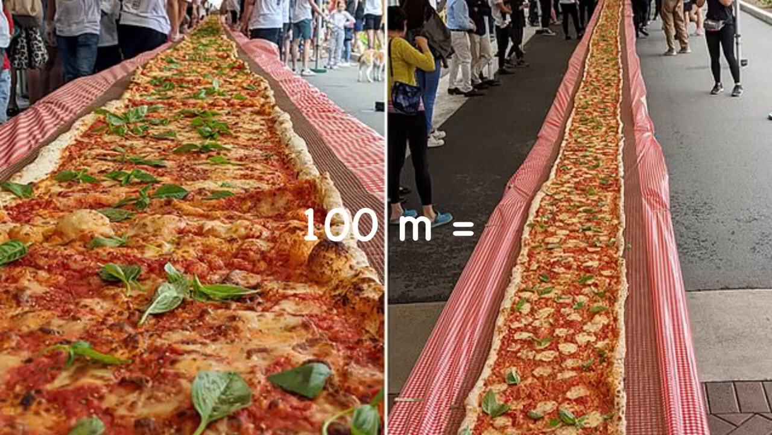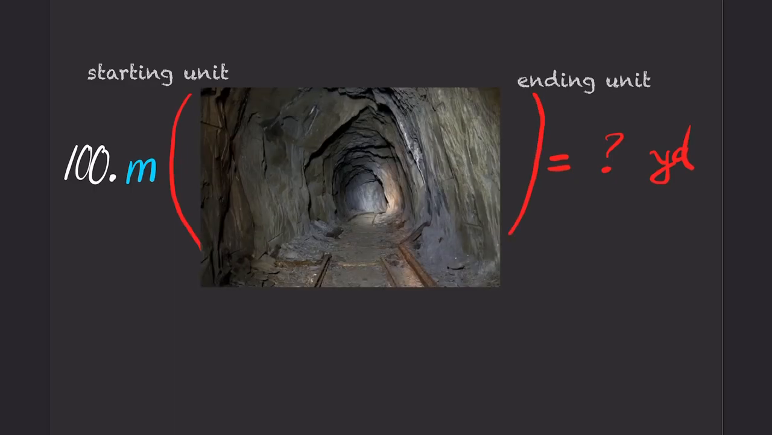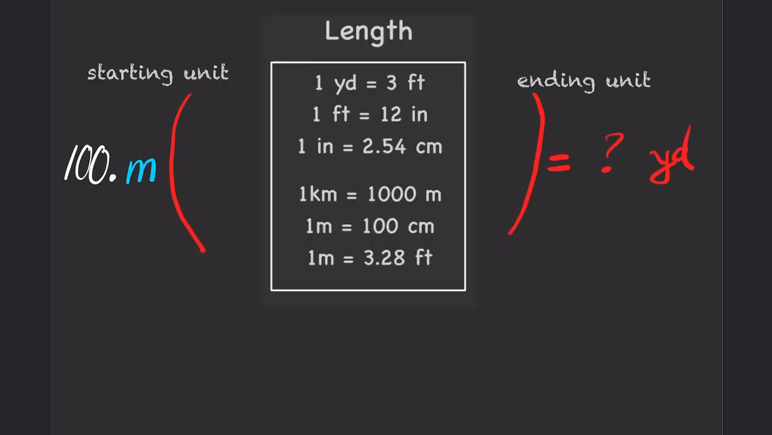Okay, what if we want to convert a measurement unit of length from 100 meter into yards? Again, our starting measurement unit is in meter, and we want to have our final answer in yard. How would we build a conversion factor to dig through our math tunnel? Just like before, we need to look for information that relates meters to yards.